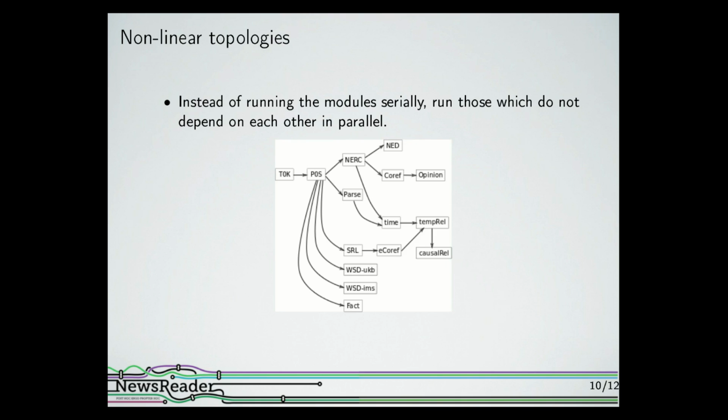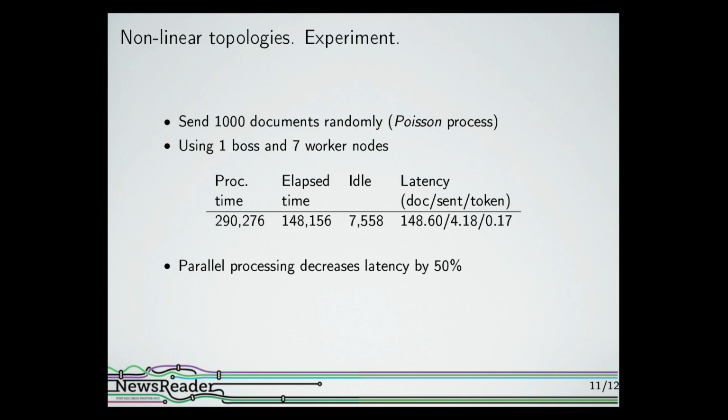We have run a set of 1,000 documents through the streaming system using a cluster with one boss node and 7 worker nodes. Documents are sent randomly using a Poisson process, which simulates the rate at which documents may arrive in a real situation. The experiments show that using the streaming system, the latency is decreased by 50%.